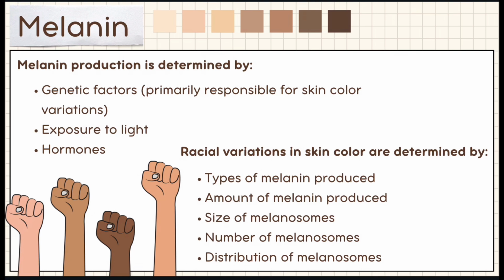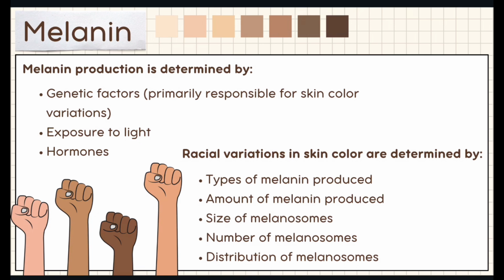So, proceeding to what affects melanin production. Number 1 is genetic factors. These are primarily responsible for skin color variation. Yes, that is correct, because your genes control how much melanin your body makes. Number 2 is exposure to light. When skin is exposed to sunlight, it makes more melanin to protect itself. Number 3, hormones. Whenever you have hormonal changes, like during pregnancy, it can darken some areas of your skin.